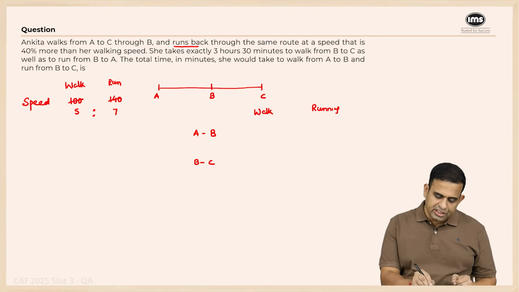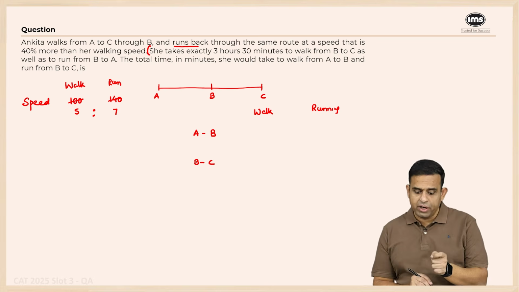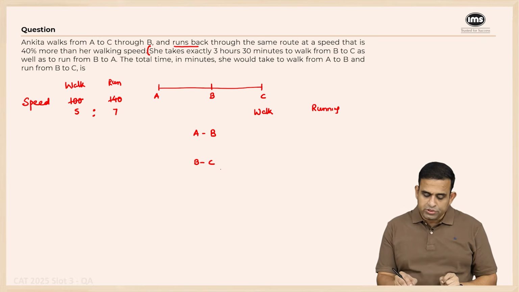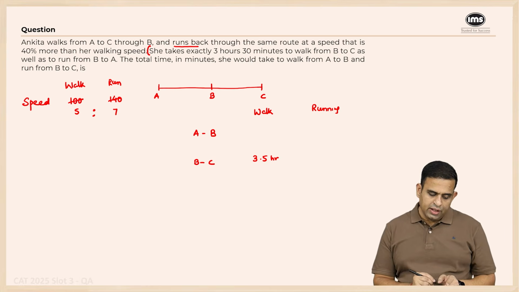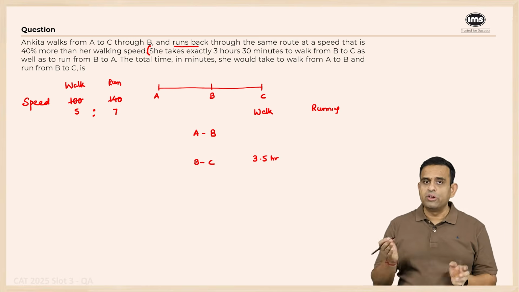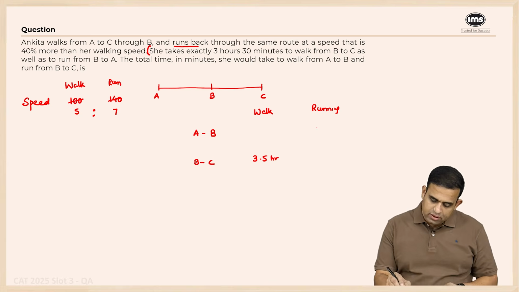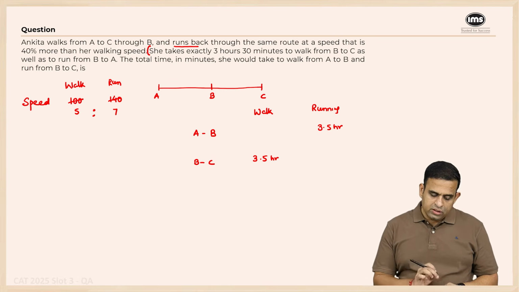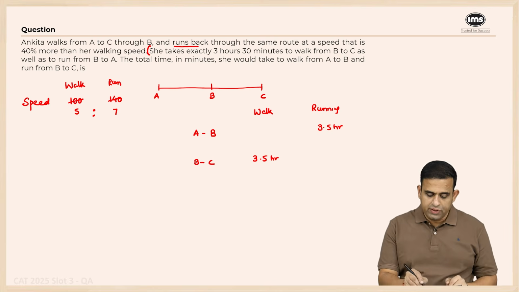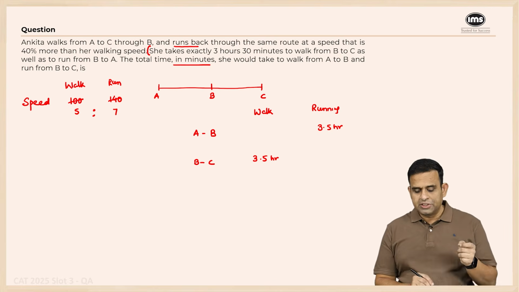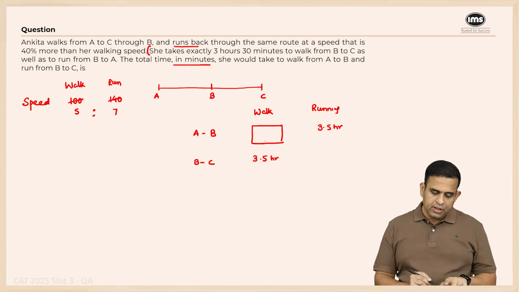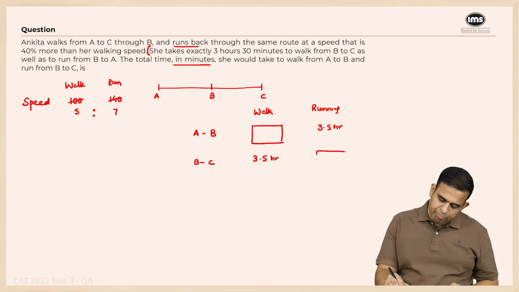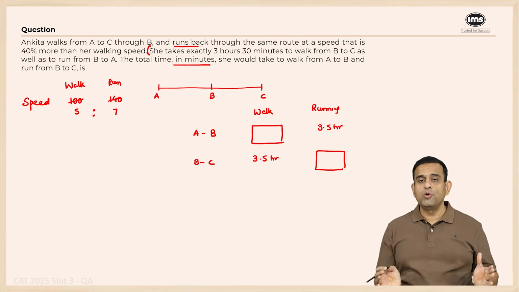So what they have told you, let's read this part very carefully. She takes 3 hours 30 minutes to walk from B to C. So for the B to C distance, if I walk, the time taken is 3.5 hours. As well as to run from B to A. So the distance A to B to cover while running should take nothing but the same time, 3.5 hours. Now the question says total time in minutes. Look at the keyword. Now they want the answer in minutes. She would have to walk from A to B. So walking from A to B, the time has to be found out. And run from B to C. So I want to find these two times and I want to add them up.